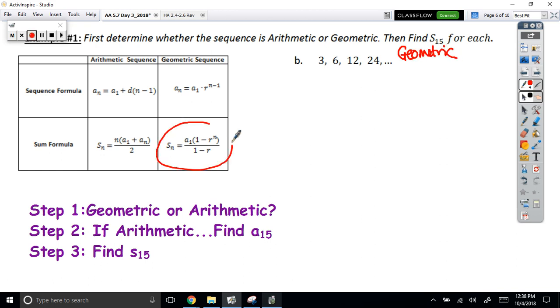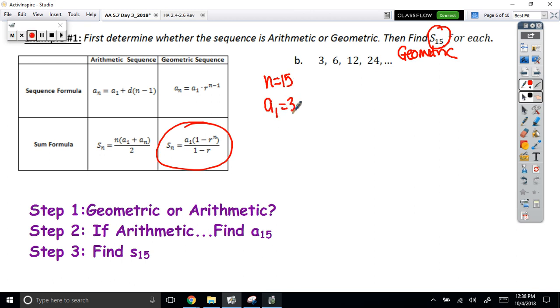Because you only have to go straight to the sum formula. So you don't have to, if you do the first formula, it's okay. It's not going to hurt you. You just don't need it. They want us to find, again, S15. So that tells me N is 15. A1, my first term, is 3.